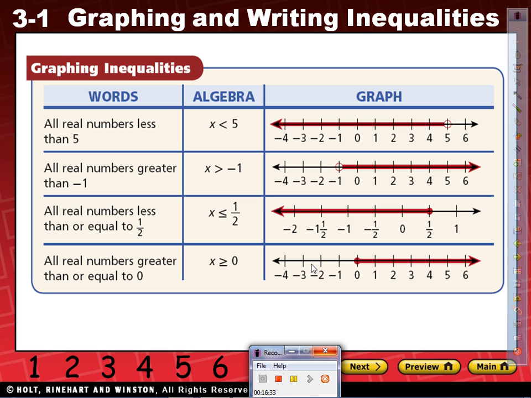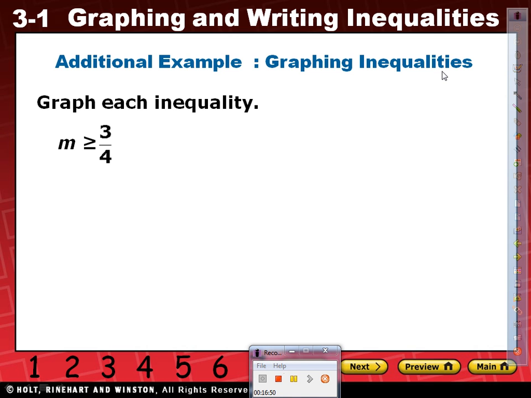So here we go. Example number 1. Copy this down, please. Example 1. It says, graph each inequality. Okay? So now this is a little different because now they're not giving us a graph. Now we're actually going to graph this. All right? So check this out.